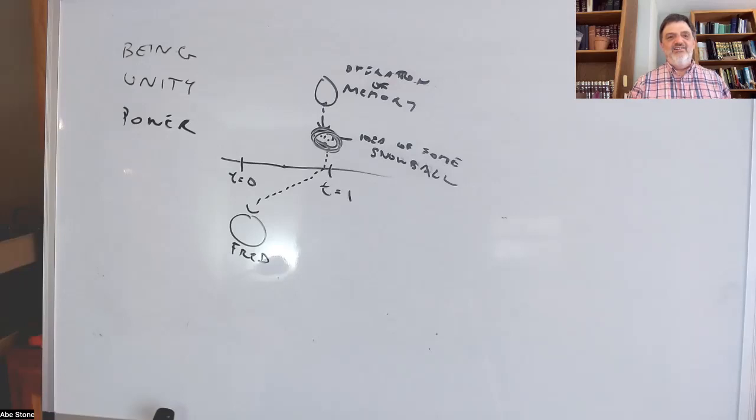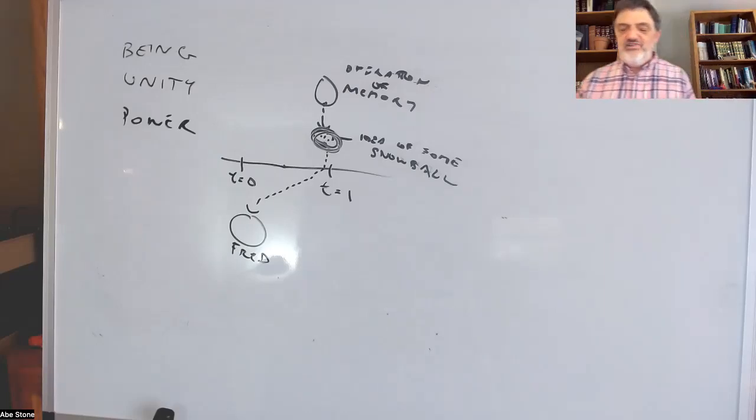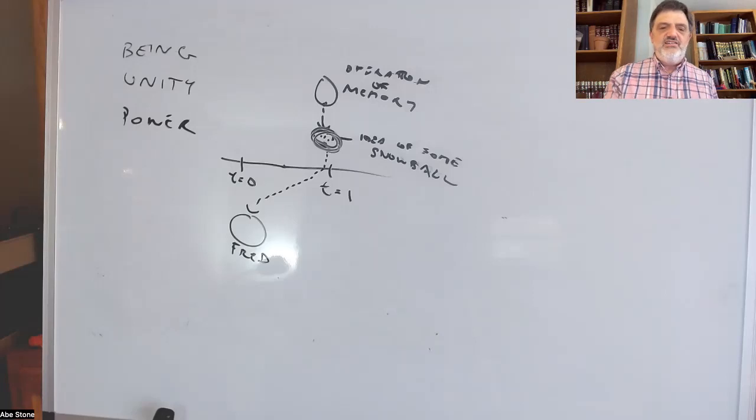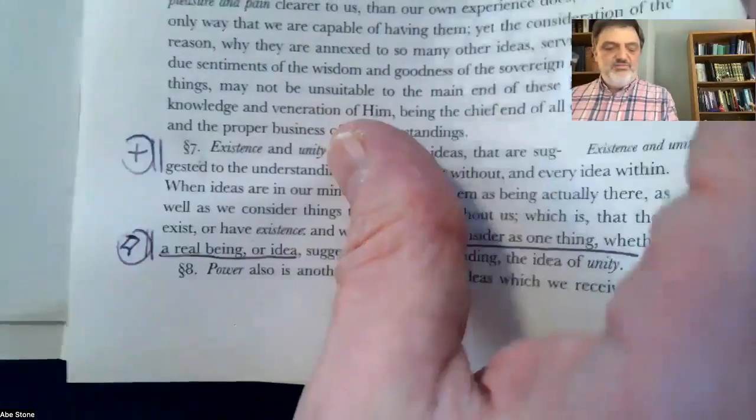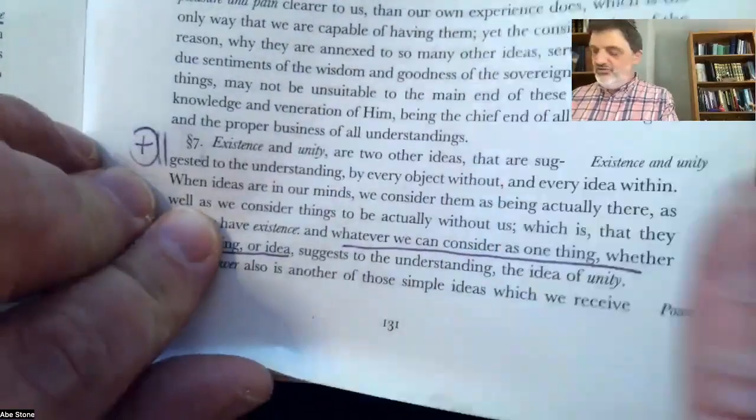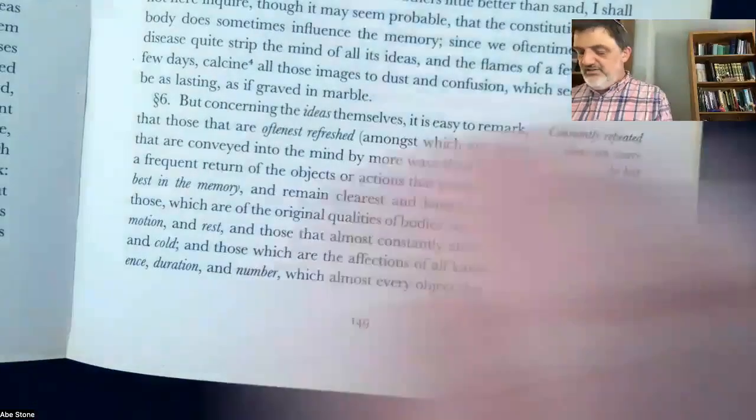At the moment of perceiving Fred at T0, that's when he's encoded into our memory. And then at T1, you're retrieving, if this is appropriate verbiage, but the operation of memory allows you to retrieve the idea of a snowball or Fred. Yeah, so actually I was about to read where Locke talks about what that operation is like. This is in book 2, chapter 10, section 2, and it starts from the bottom of page 147.